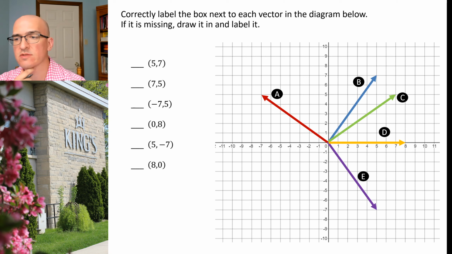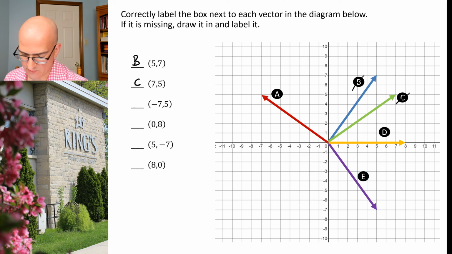Okay, so let's see if the first one's there. 5, 7. I want to go 5 units in the x direction and 7 units in the y direction. So 5 units in the x direction is here. And I want to go up, so it's got to be B. Okay, so that one's done. Now 7, 5. I'll go 7 in the x direction and 5 up. Well, that's going to be C.